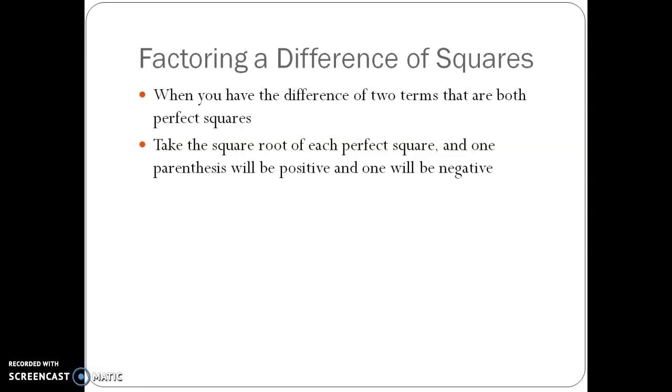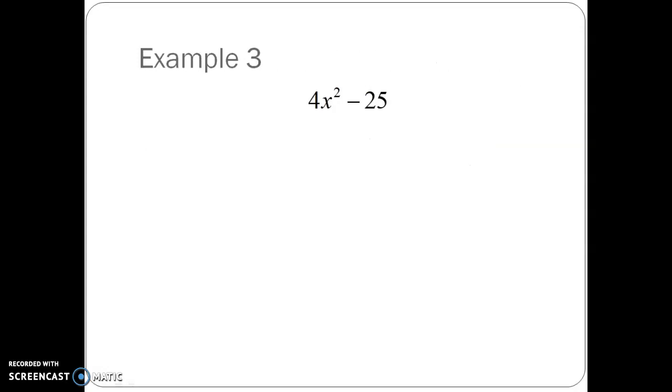All right, so take a look at example 3. We have 4x squared minus 25. So we have a difference of two terms, and those two terms are both perfect squares. So I'm going to write this as two sets of parentheses. I'm going to start off with the 4x squared, and find the square root of that. The square root of 4x squared is 2x. So I'm going to write 2x in the beginning of both sets of parentheses.